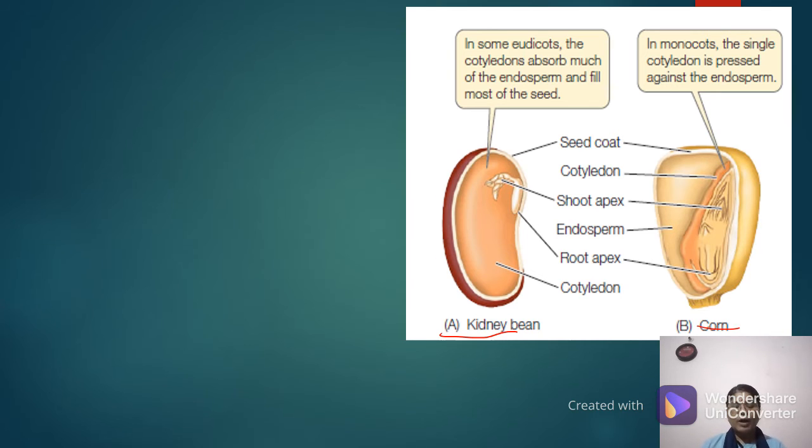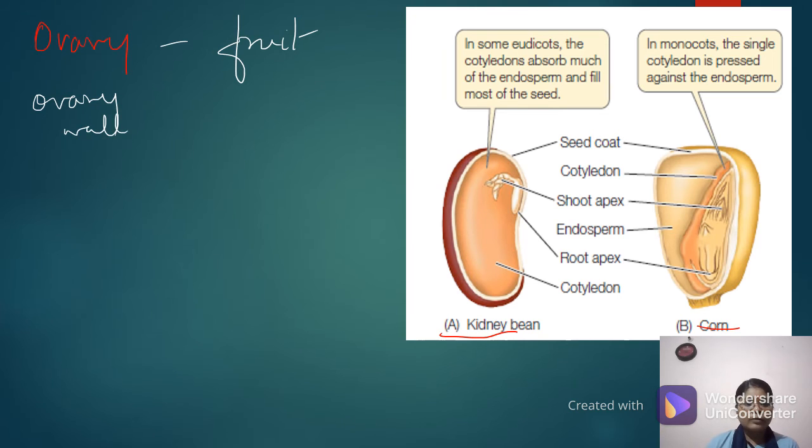If you look at the parts of the flower, we will come to that also. We will see that the petals and sepals will wither away. And what will change? Your ovary will change into fruit, isn't it? And the ovary wall will form the fruit wall, which is called the pericarp. We will look at these structures.